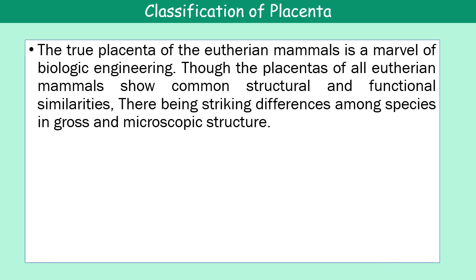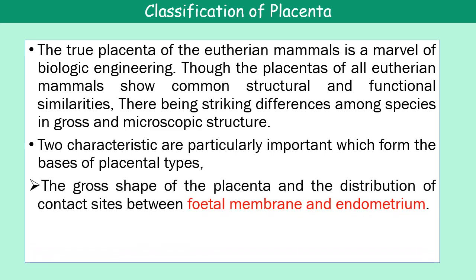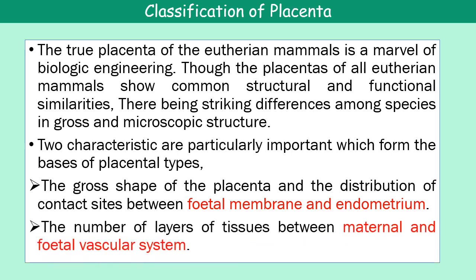Now let me define the basis of classification of placenta in different mammals. The true placenta of the uterine mammals is a marvel of biologic engineering. Though the placentas of all uterine mammals show common structural and functional similarities, there are striking differences among species in gross and microscopic structure. Two characteristics, however, are particularly important, which form the basis of placental types. The first one is the gross shape of the placenta and the distribution of contact sites between the fetal membrane and the endometrium. And the second one is the number of layers of tissues that exist between the maternal and fetal vascular system.